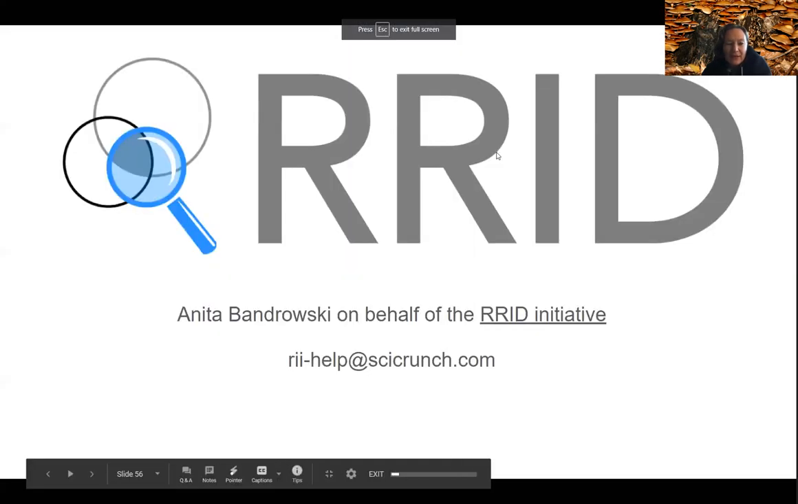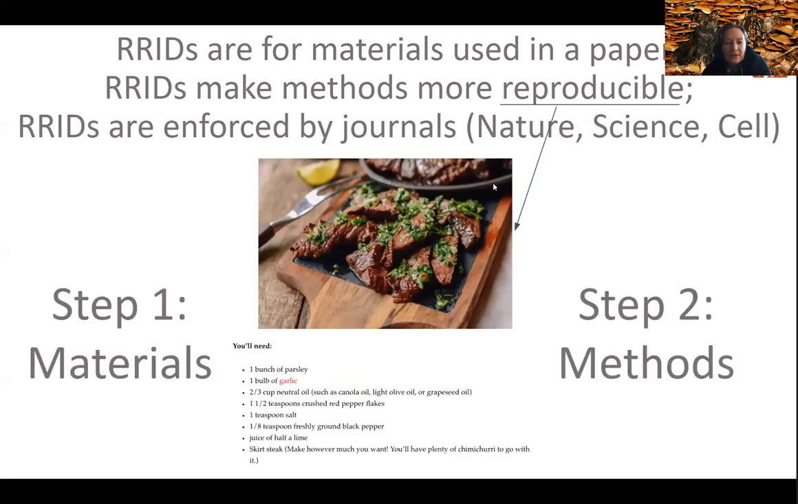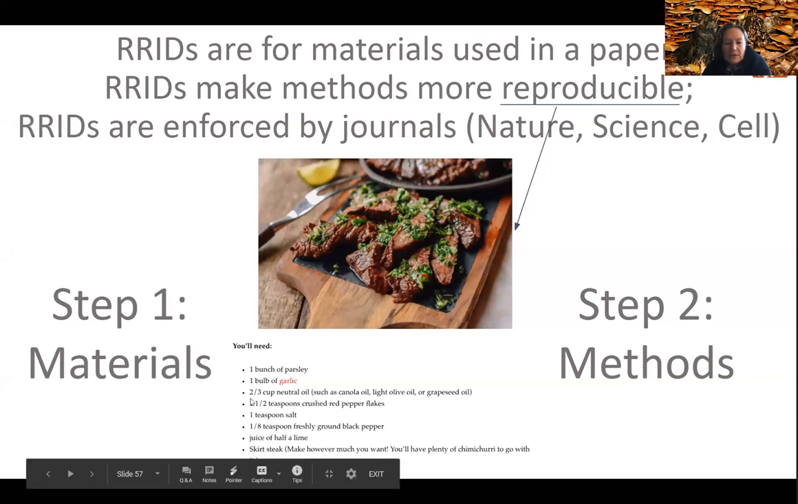All right, thank you. So I'll talk to you today about RIDs. These are PIDs. Next slide, please. And we do exist. Can you keep clicking until you get to the end? I think it's just 2 more clicks. So these are for materials, and some of you have seen this slide before. This is my favorite reproducibility slide. RIDs are for the materials used in a paper. They make methods much more reproducible, and they are enforced by journals such as Nature, Science, and Cell.